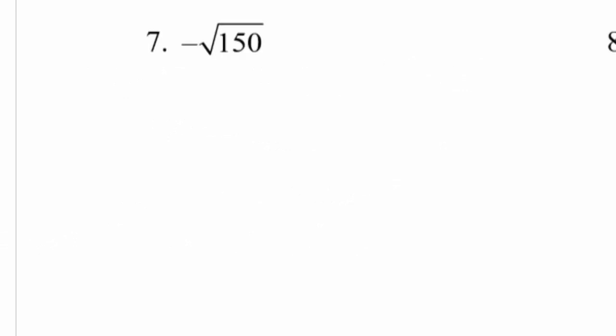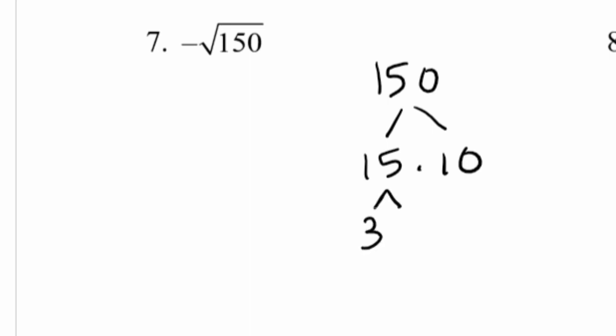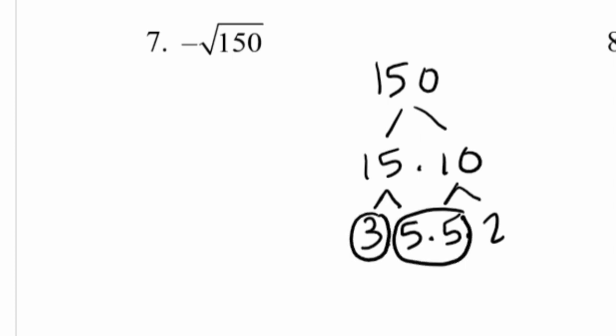Okay, here we have the negative square root of 150. So the opposite of the square root of 150. So we're going to start with the 150. Here's our tree. 15 times 10, right? And then 15 is 3 times 5. And 10 is 5 times 2. So we have two 5's here. And then we have an extra 3 and an extra 2.